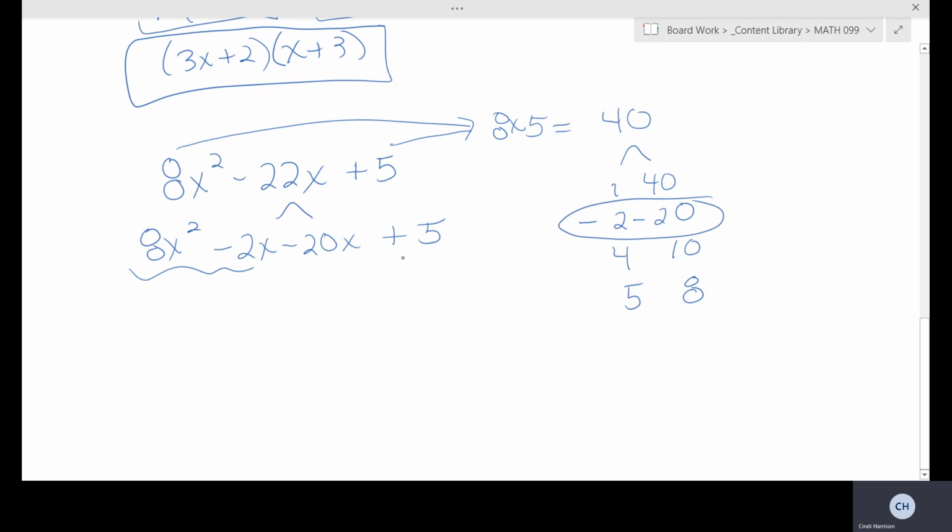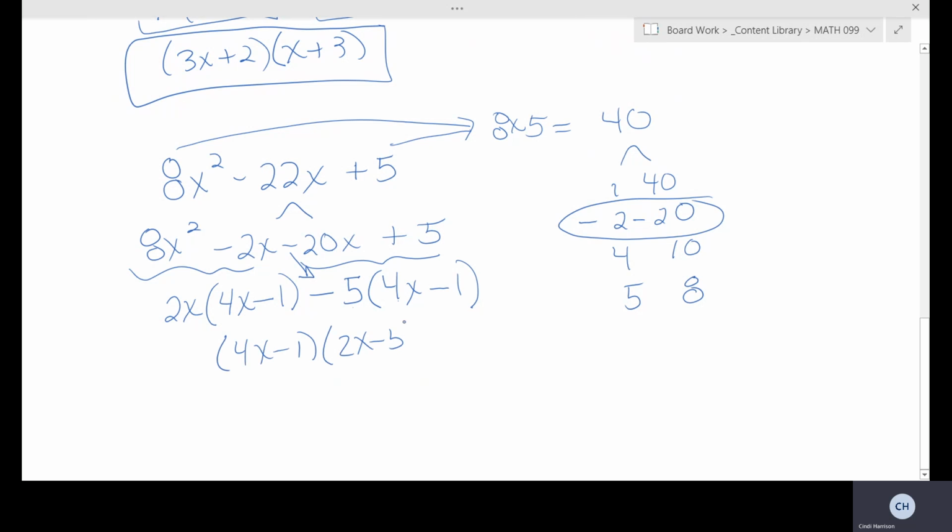So now we go ahead and factor by grouping. So this would need to have a 2x, and that leaves 4x minus 1. Bring down the sign, and we can factor a 5 here. Factor out a 5, and that leaves 4x. Negative 5 times 4 is negative 20. And then negative 5 times negative 1 will give you a positive 5. All right, GCF, 4x minus 1, 2x minus 5, and that's our answer.